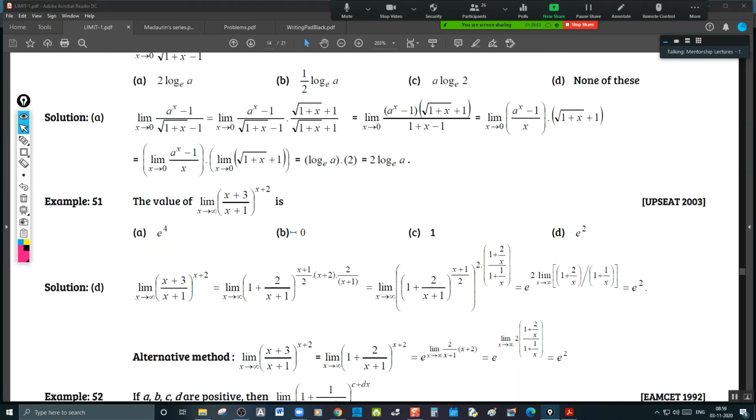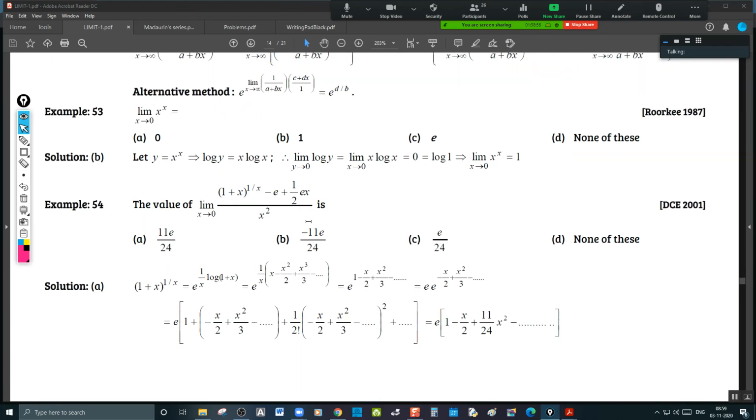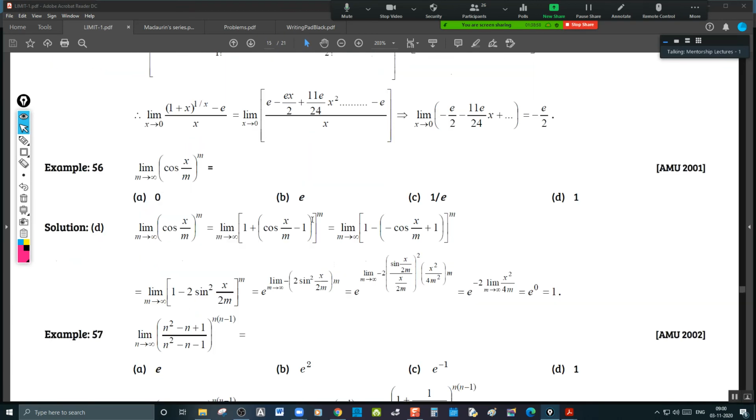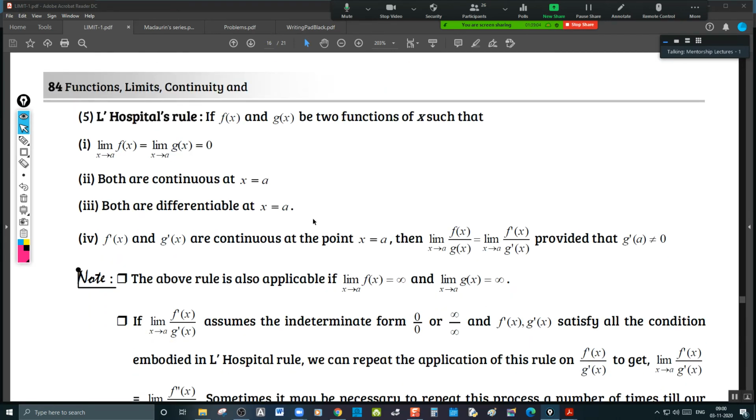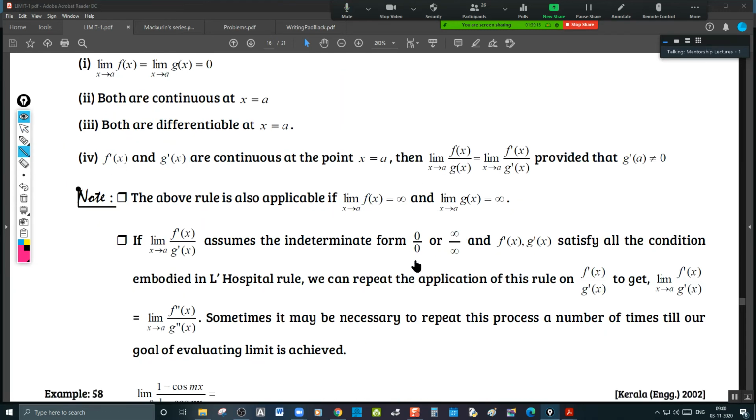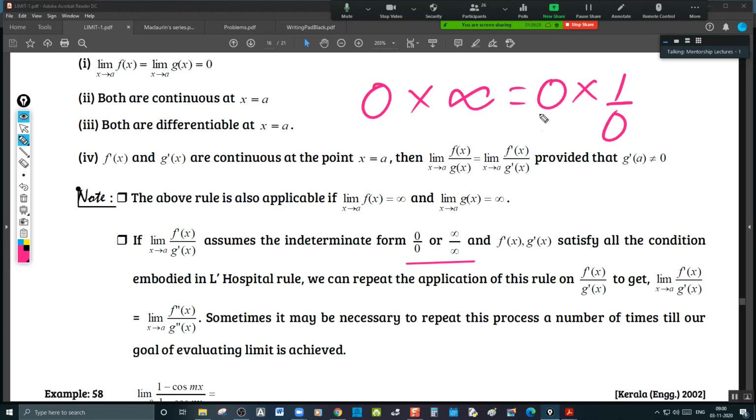Similarly, the important part of limits is applying L'Hopital's rule for 0 by 0 form and infinity by infinity form. This is limited only to 0 by 0 and infinity by infinity forms. Of course, it can be applied even to 0 into infinity form also, provided you convert this as 0 into 1 by 0. Then it can be applied. But you cannot apply this directly to 0 into infinity form.